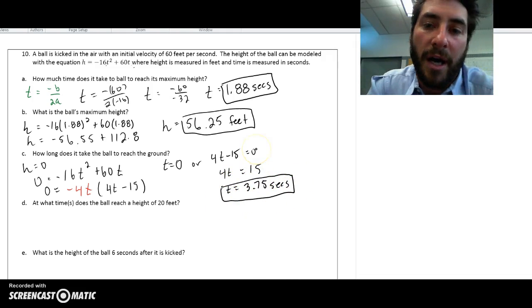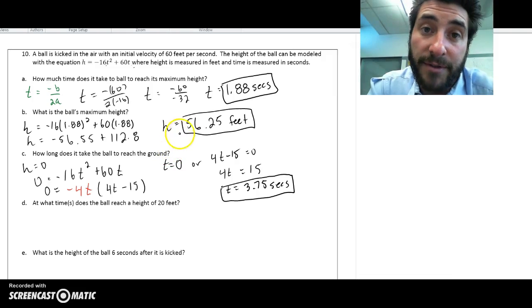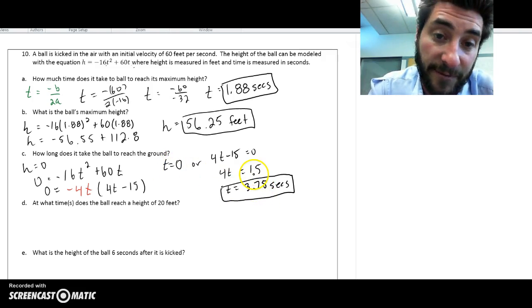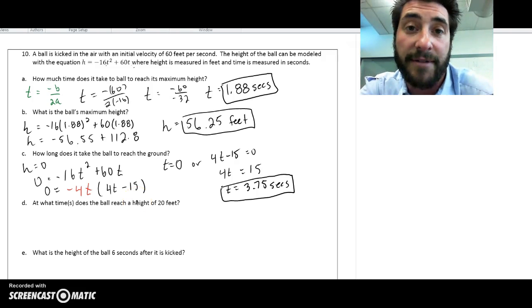The ball starts on the ground, so it takes 0 seconds for the ball to get to the ground because it's on the ground, right? So it takes 3.75 seconds for it to be kicked and then reach the ground again.